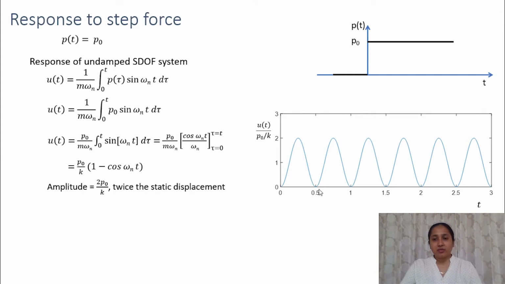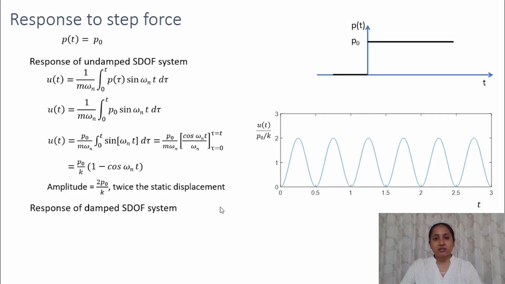And the maximum amplitude, as we can see from this curve, is 2 p naught by k. So the normalized response is 2, the maximum response is 2. So the amplitude is 2 p naught by k, that is twice the static displacement. That means if we suddenly apply a constant load p naught, the response amplitude will be twice as much as for the static load p naught. Because of this sudden application, dynamic effects are induced, and that will be twice the static displacement.